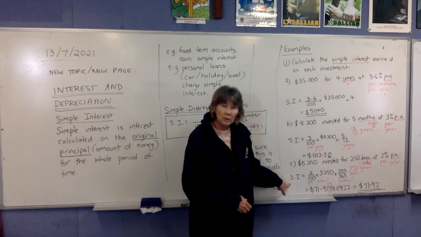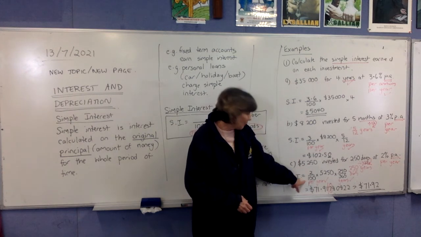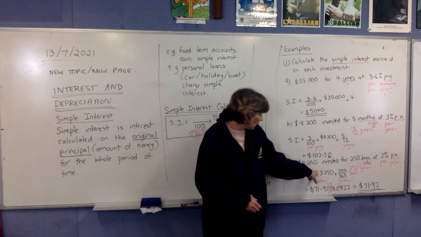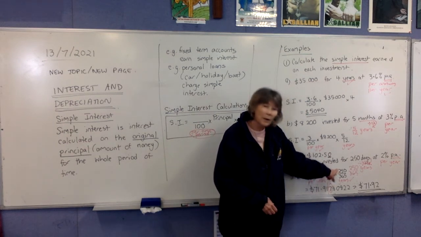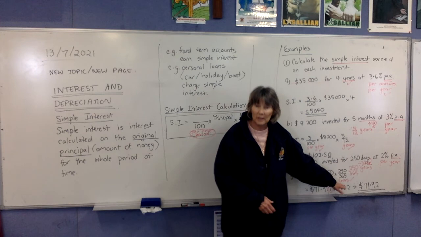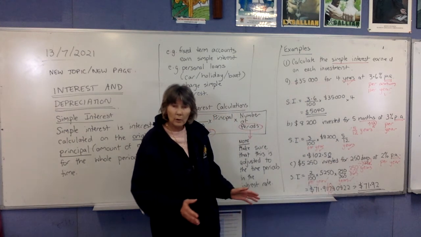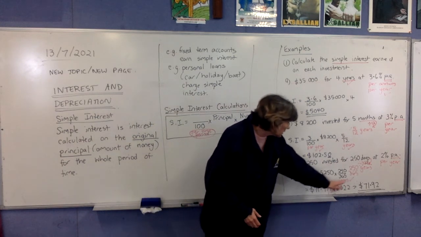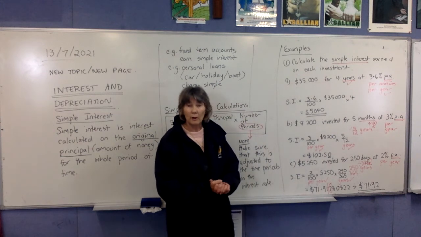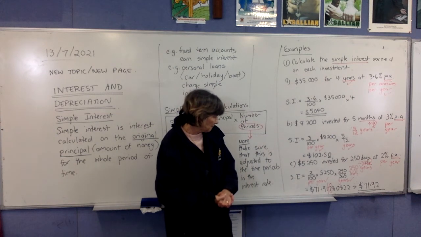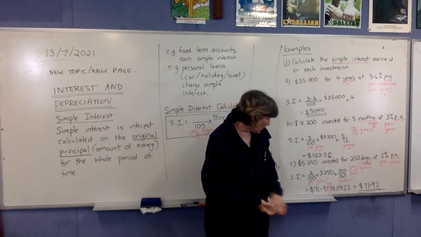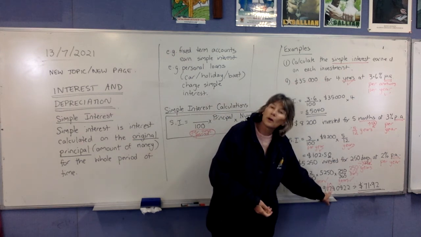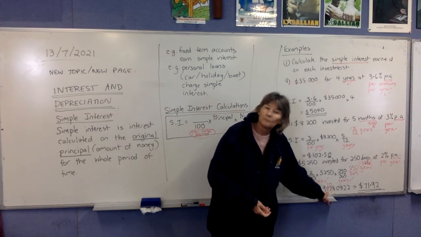So our working looks like this: 2 over 100, 2%, times the money, and this is the tricky bit, times by 250 over 365 years. And when you put it all in your calculator, you're going to get a decimal, which has to be rounded off to 2 decimal places. So we're going to end up with $71.92 because we've got this being 5 or more, so we'll go to a 2.